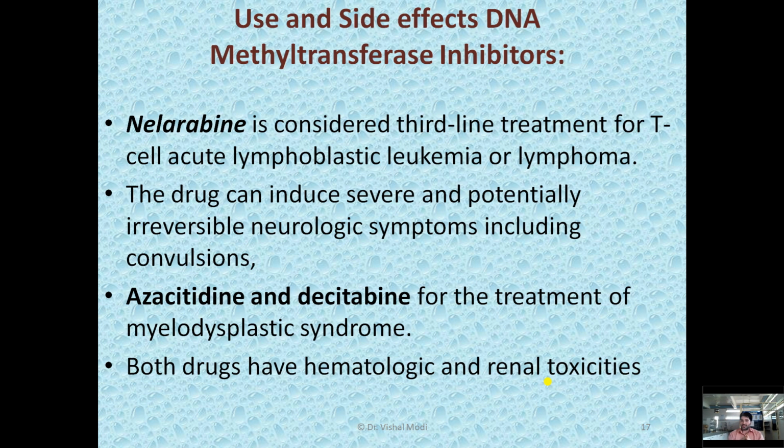Nelarabine is considered a third line treatment for T cell acute lymphoblastic leukemia or lymphoma. The drug can induce severe and potentially irreversible neurological symptoms including convulsion. Azacitidine and decitabine are used for the treatment of myelodysplastic syndrome. Both drugs have hematologic and renal toxicity.